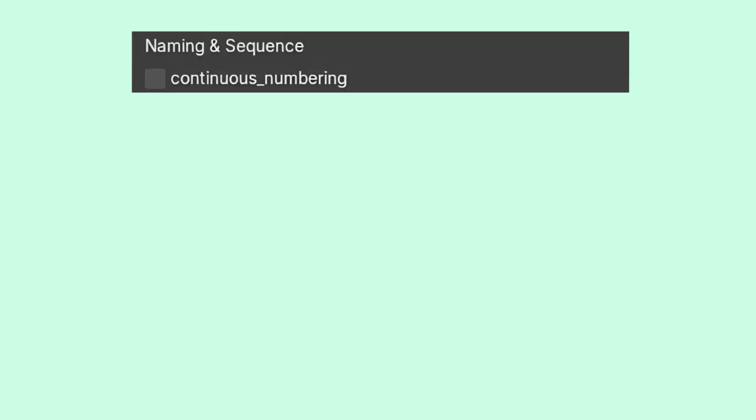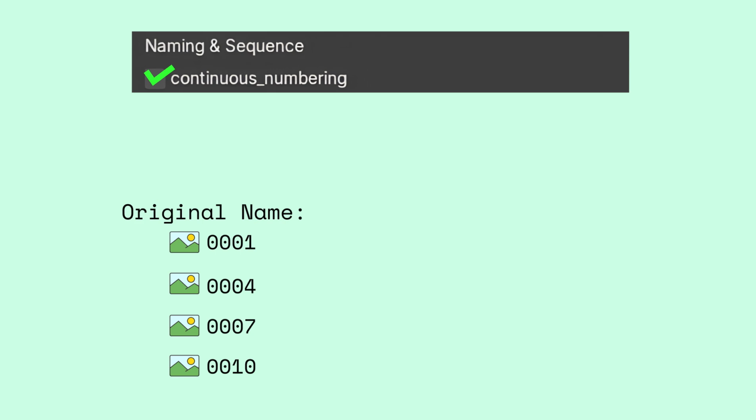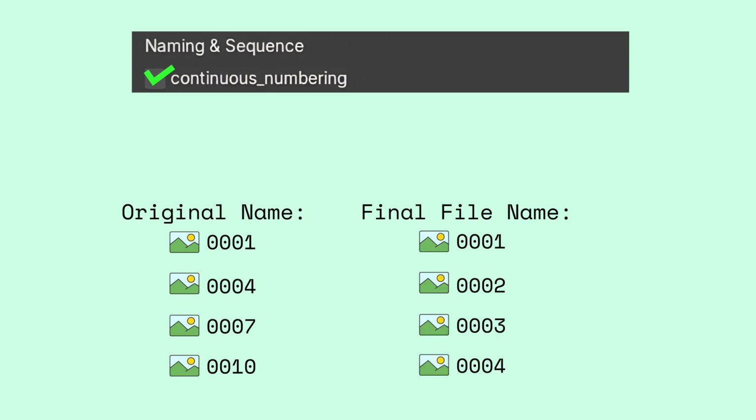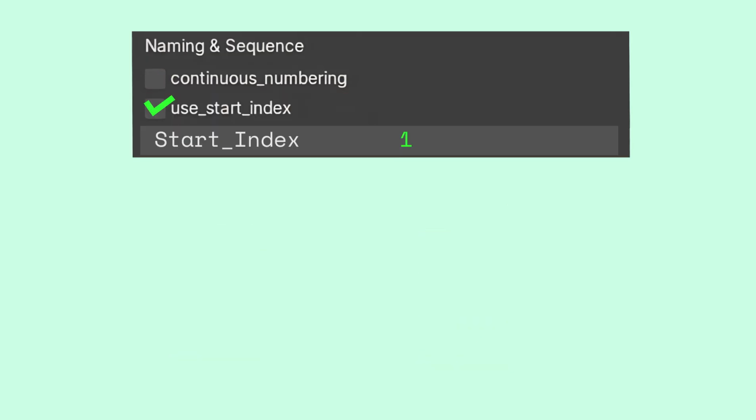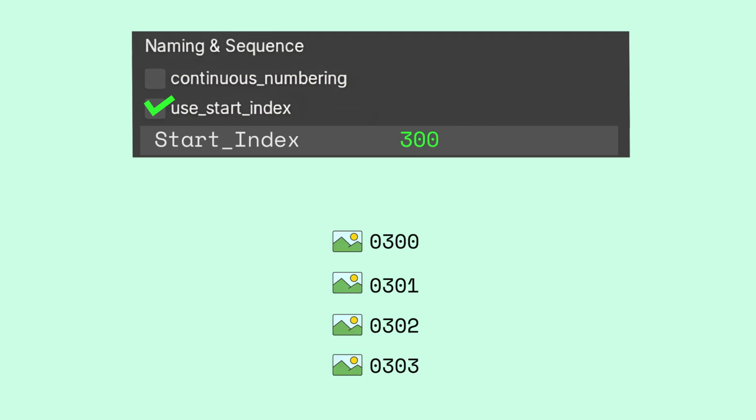Now let's move to naming and sequence, one of the most powerful parts of the add-on. With continuous numbering enabled, the add-on ignores the original frame numbers and renames the files in a clean, sequential order such as 1, 2, 3, 4. This is especially useful when you need continuous numbering, for example, if you render random frames or use step rendering. The Start Index lets you choose the number where the sequence begins. For example, you can start at 300 if your workflow requires that.